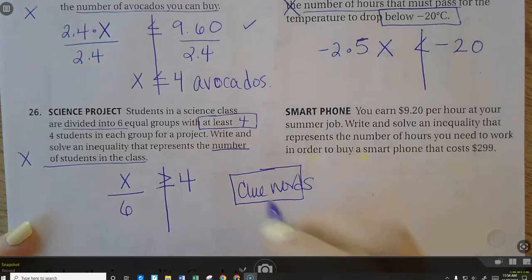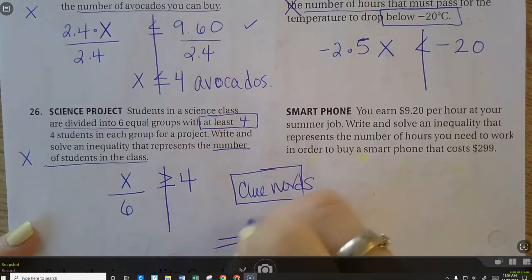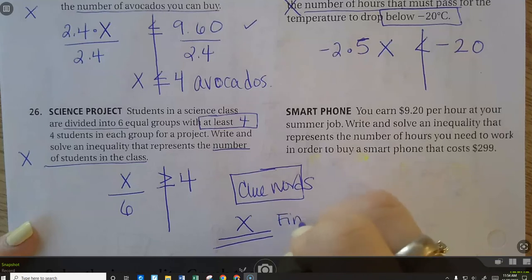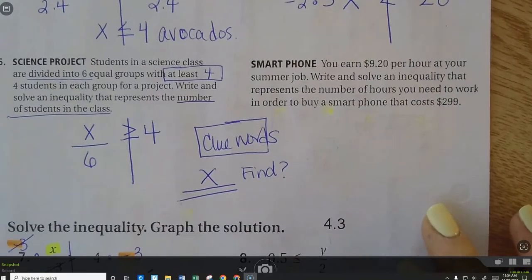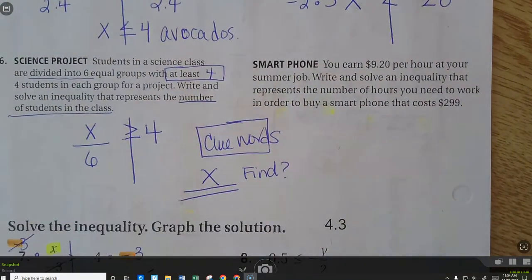That's step 1. Step 2 is to underline your X that you're trying to find. What are they asking you to find so that you know what X is going to be? So if you get to story problems on your homework, this is what we're doing to walk through it and set it up. Okay, so on this one, clue words.